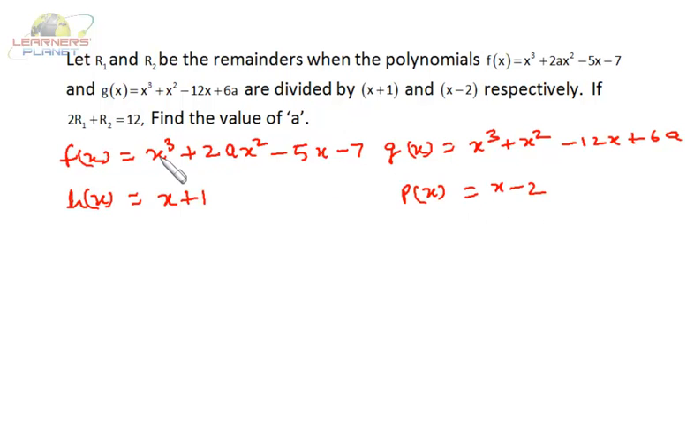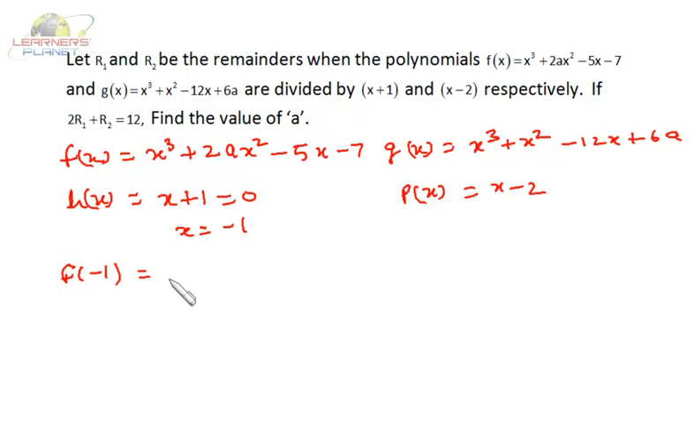Now we have to divide f of x by h of x and get the remainder. Now what is the first step? Put h of x equal to 0 and get the value of x, which is minus 1. So what will be the remainder in this case? It is f of minus 1. So let's calculate f of minus 1.